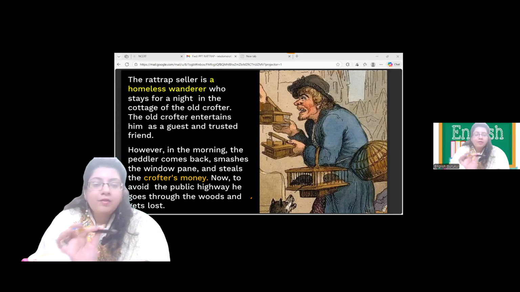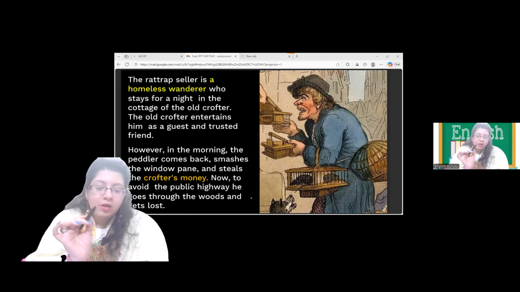So he has also fallen for a bait, for a kind of temptation that was offered to him, right? And secondly, he again falls for the temptation that was offered to him, which was in the form of money. It was in the form of 30 kroners, right?